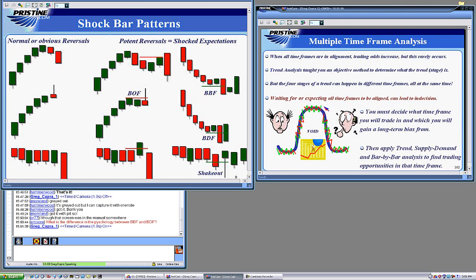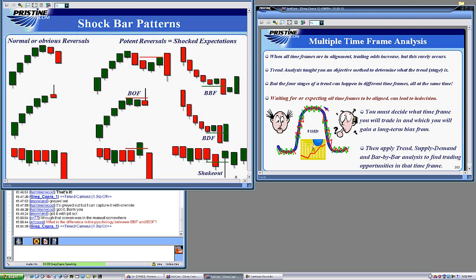Now, with multiple time frames, we have to decide what time frames we're going to look at, and the choices are close to being endless, especially when you start getting into what the platforms can do today with tick charts, volume-based charts, and so on.